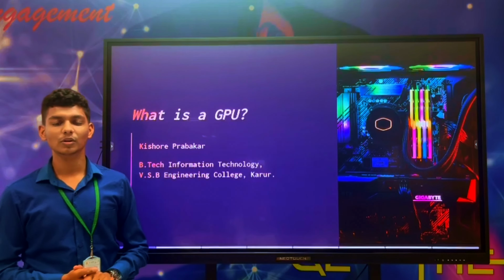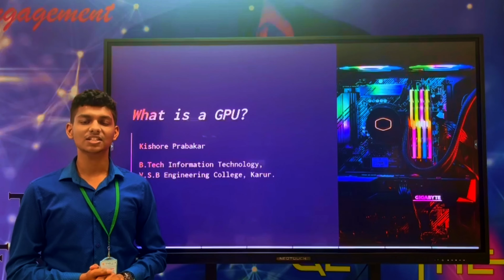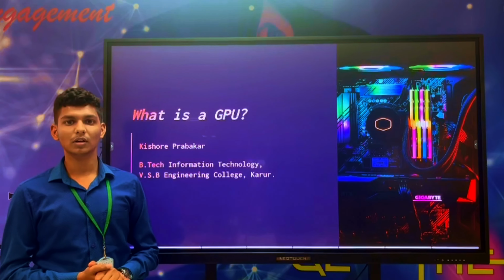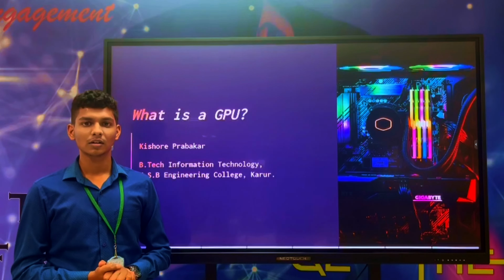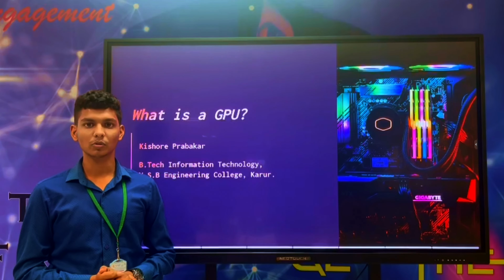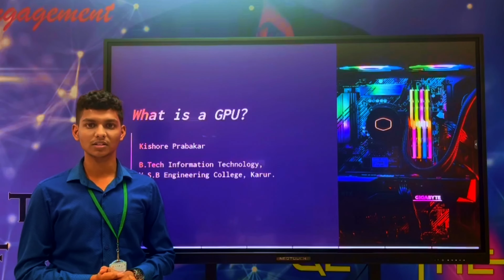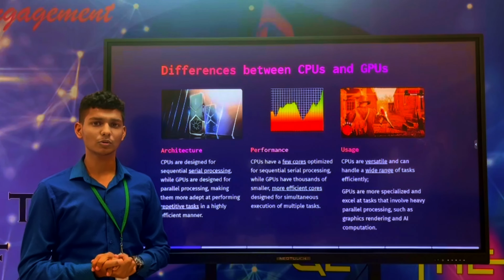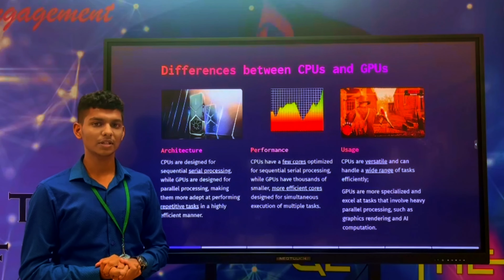So in this video, we are going to see about a GPU. What is a GPU? A GPU is a graphics processing unit, and a GPU is not as familiar as a CPU. We all know about a CPU but not about the GPU. So there are differences between the CPU and GPU. Differences between CPUs and GPUs are classified into three categories, mainly architecture, performance and usage.